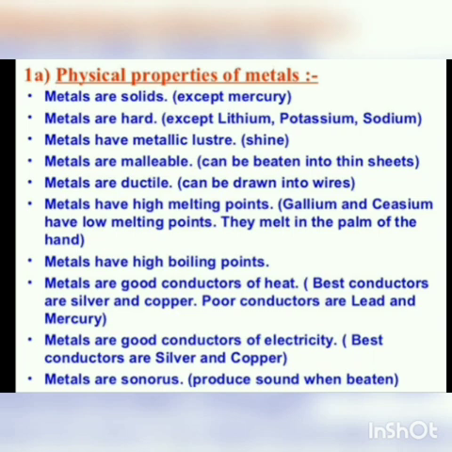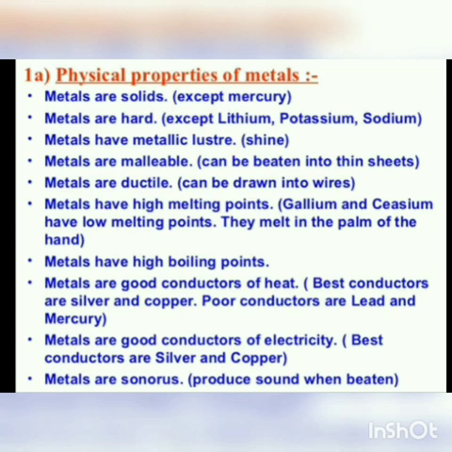What is the meaning of conductors? Any element or substance that can allow heat and current is known as a conductor. So metals are good conductors because they contain mobile electrons, except lead and mercury. All the metals are good conductors of electricity also because they contain mobile electrons. The best conductors are silver and copper. Metals are sonorous. Sonorous means they can produce a sound when hit by anything. That produces a ringing sound, which is known as sonorous. These are the physical properties of metals. Once again, I recall the physical properties of metals.